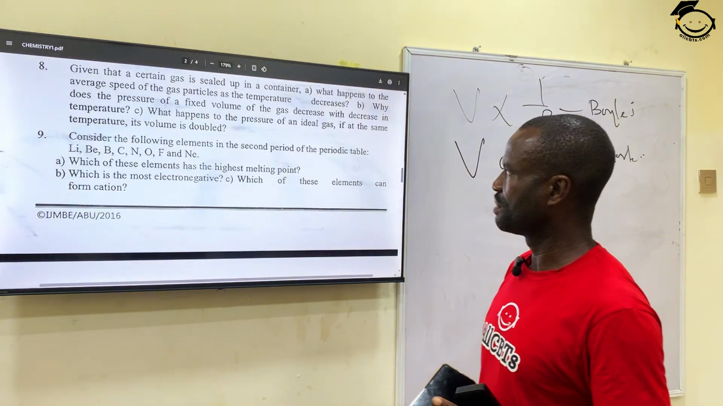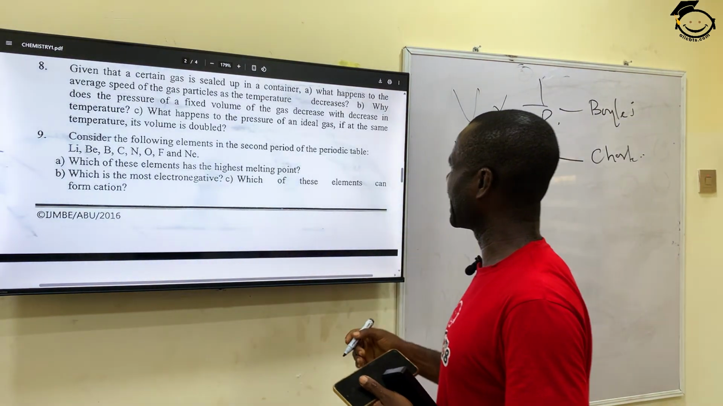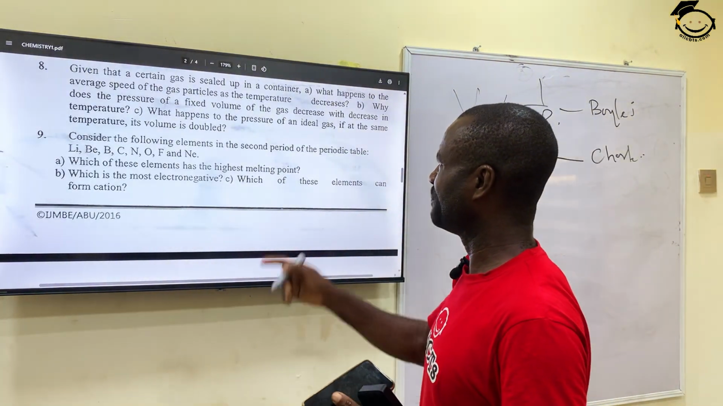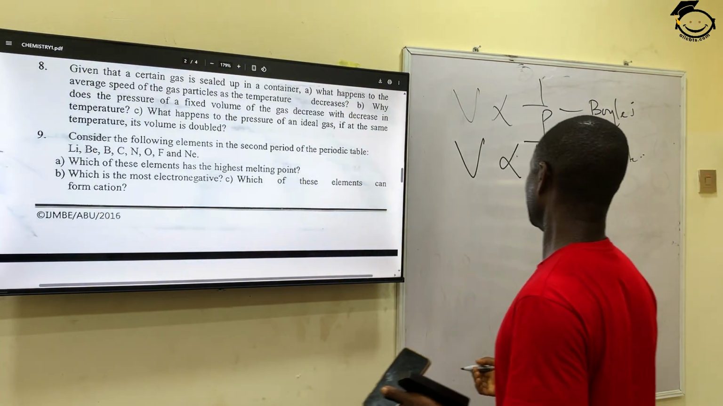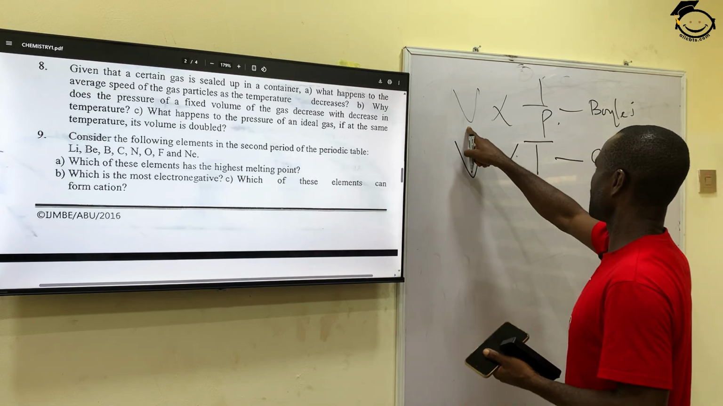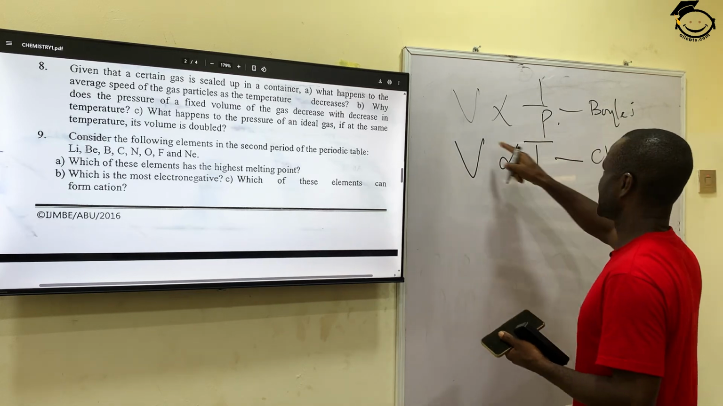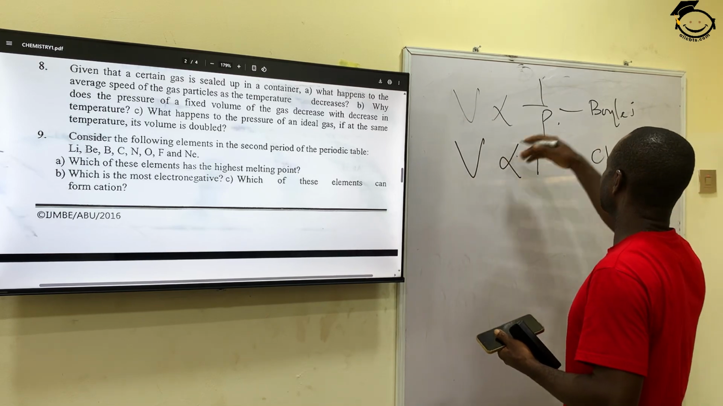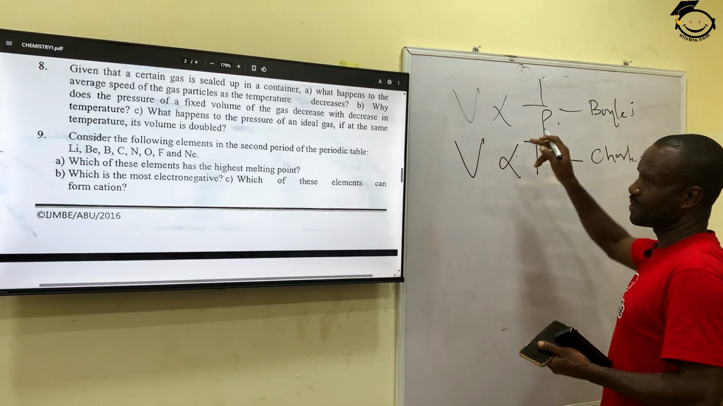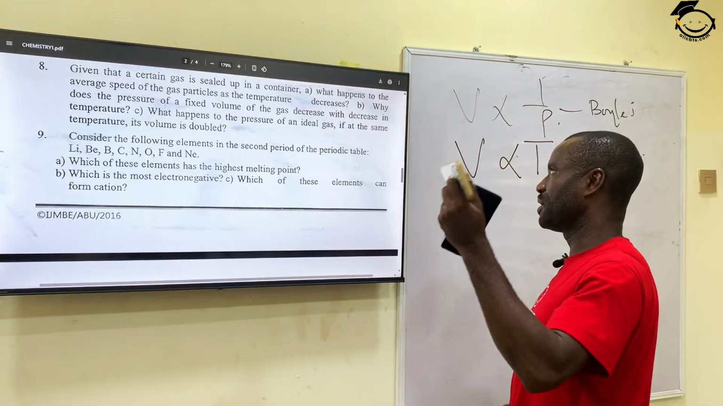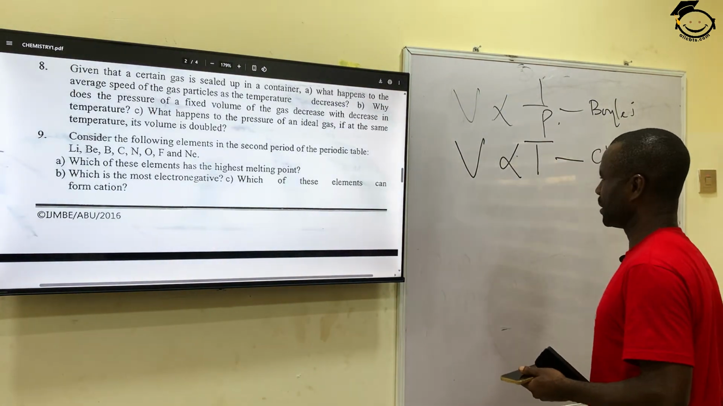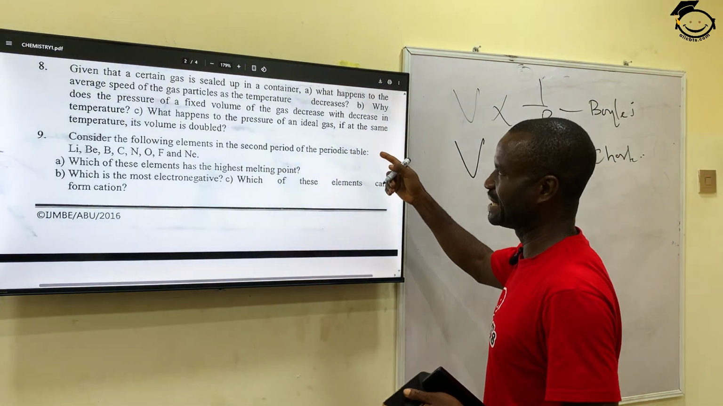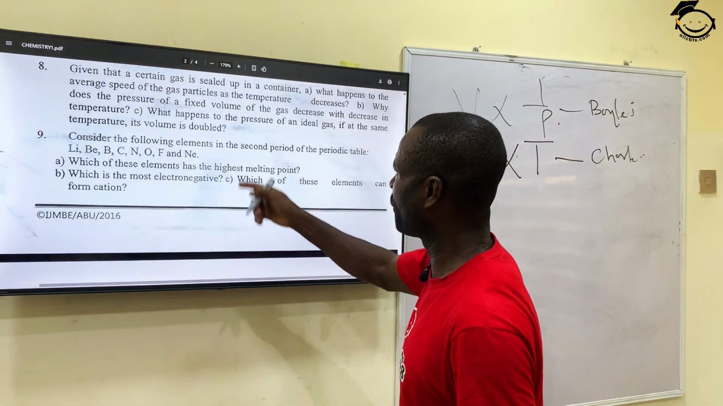Number C. What happened to the pressure of an ideal gas if at the same temperature its volume is doubled? You know, according to Boyle's law, the volume of a given mass of gas is inversely proportional to its pressure, because when we say inverse, the more the volume, the less the pressure.